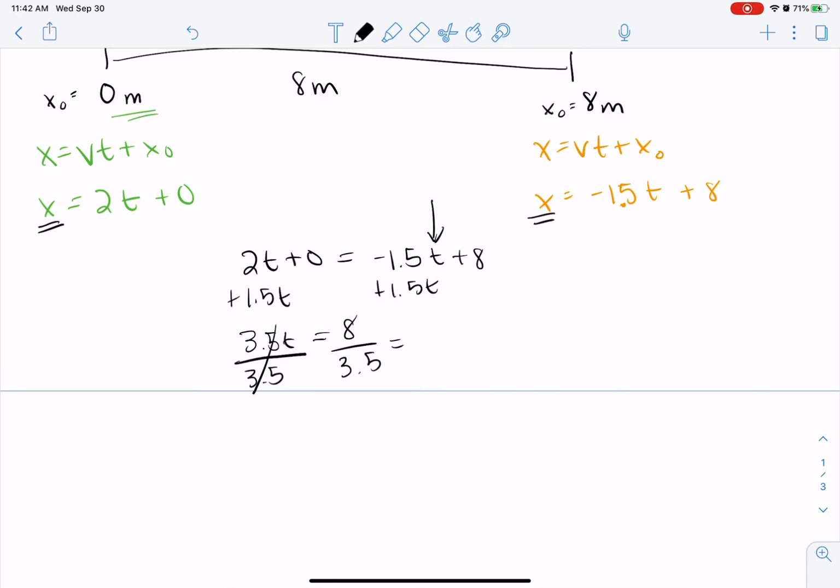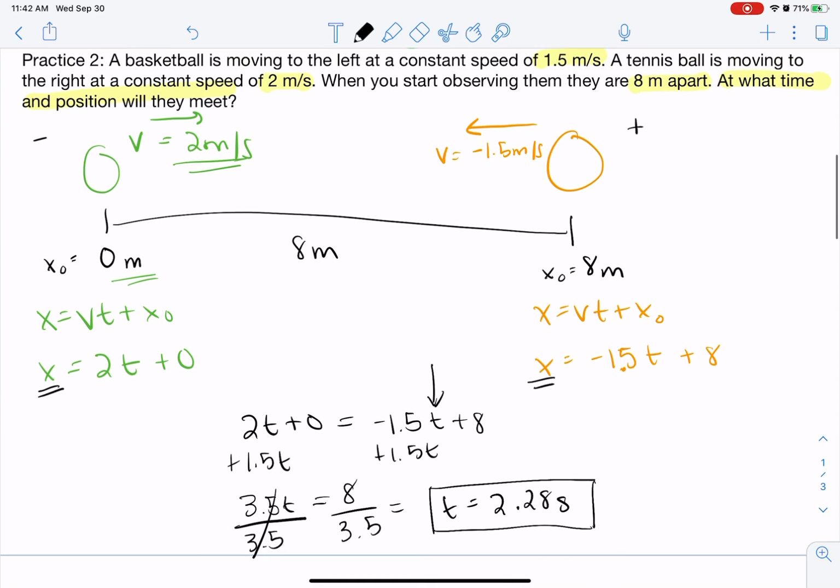8 divided by 3.5, and I get time equals 2.28, okay? And our unit for time is seconds. So that's the answer to this first question. At what time will they meet? The answer is 2.28 seconds.